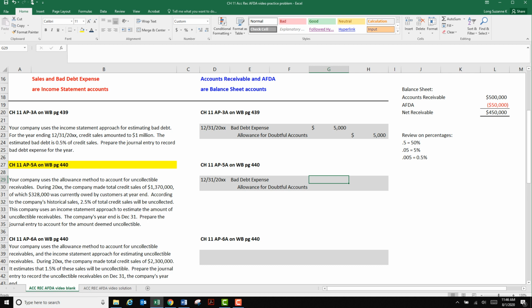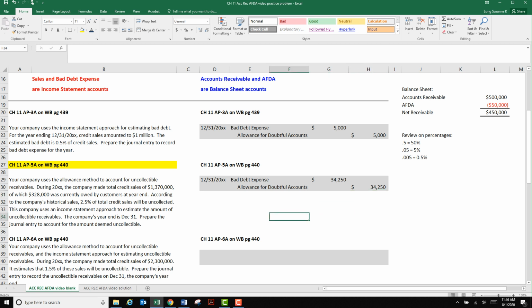Percentage of sales. It doesn't matter which order you do the percent or the sales or whatever. Here's sales. And here's the percent. Not 0.25, 0.025. Cell reference.